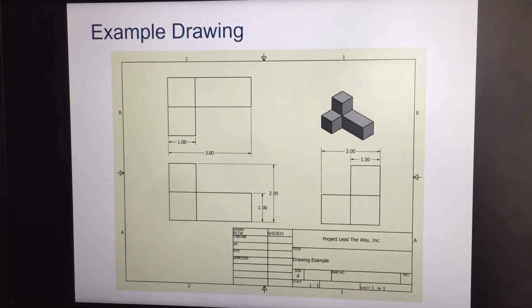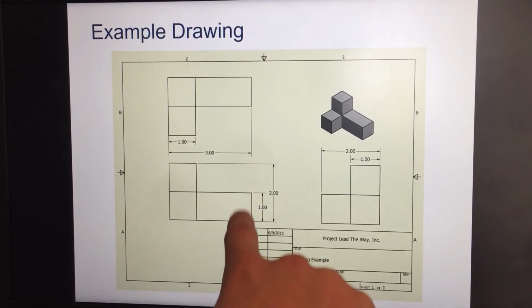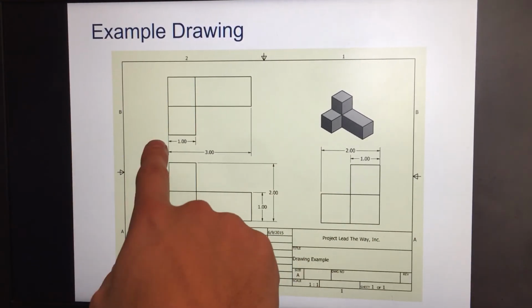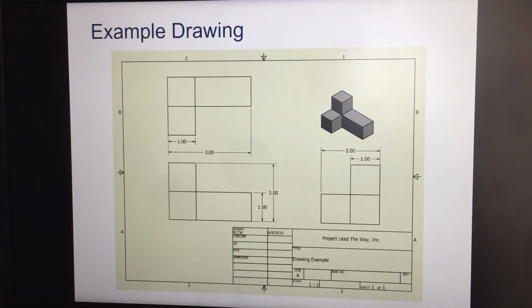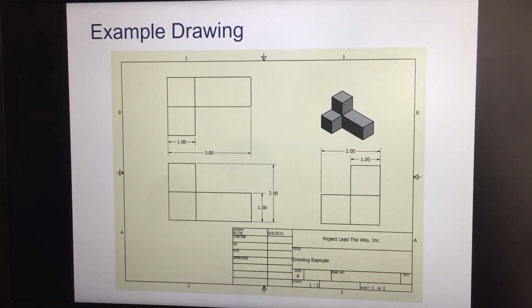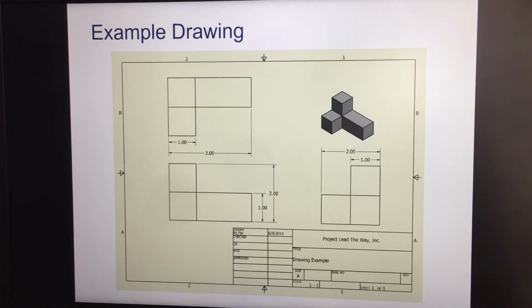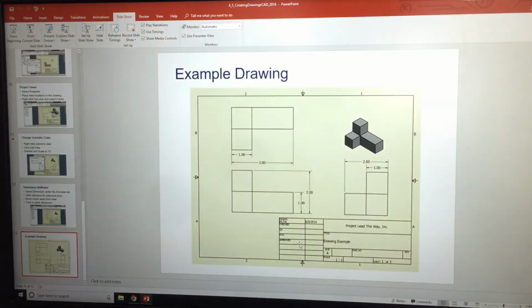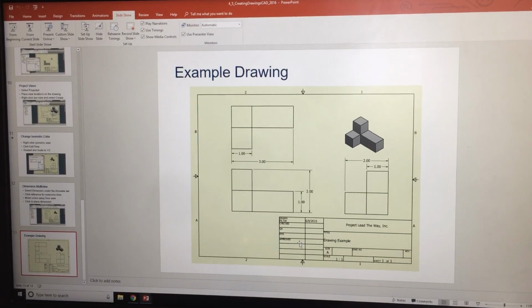So here's an example drawing. This is 1 inch tall from here to here, 2 inches complete, 1, 3, 2, and 1. All right, and that is a fully dimensioned drawing for that. Very simple object. Okay, so that is how to create a drawing file.